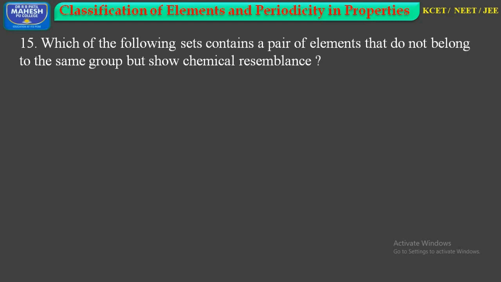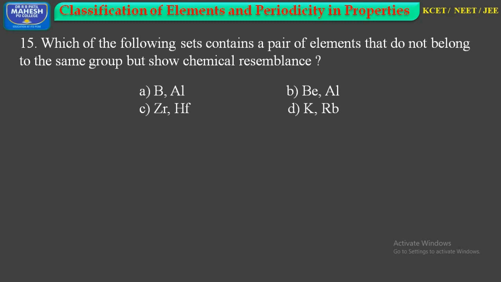Question 15. Which of the following sets contains a pair of elements that do not belong to the same group but show chemical resemblance? And the options are option A, boron, aluminium, option B, beryllium and aluminium, option C, zirconium and Hf, option D, potassium and rubidium.